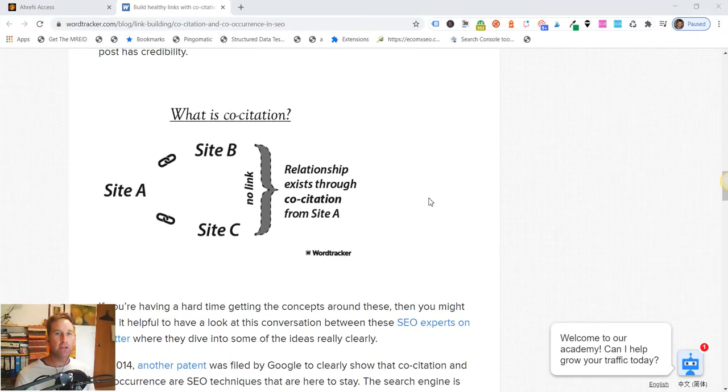So co-citation and co-occurrence for Shopify stores, or Shopify SEO. What is it? Can we utilize it? And does it work?